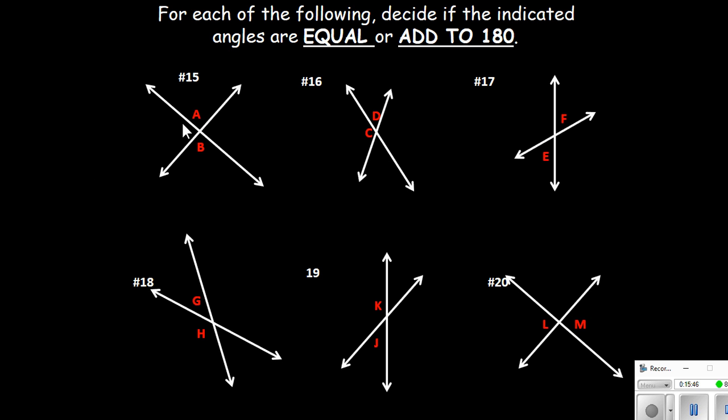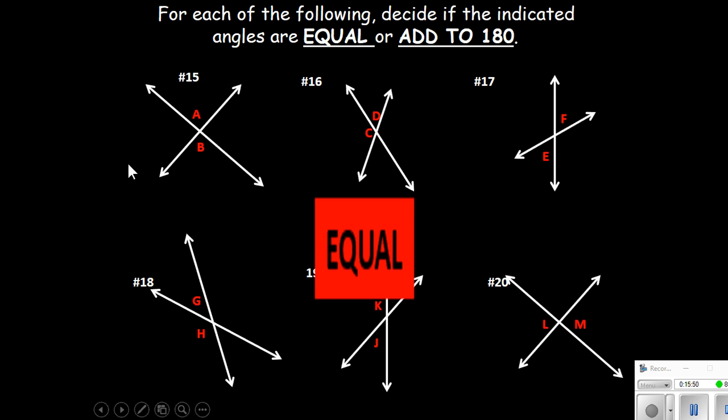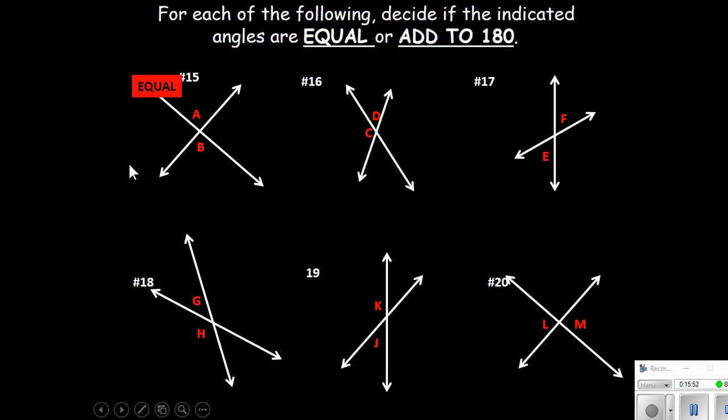At number 15, these two angles across from each other, they're vertical angles. Those two angles are equal or congruent to each other. In problem number 16, these two angles are next to each other, making a straight line. That means they're going to add to 180. And number 17, these are vertical angles again, across from each other. Their measures are going to be equal. Number 18, these are next to each other, making a straight line. They add to 180. Same with number 19. Next to each other, making a straight line. Their measures will be equal.